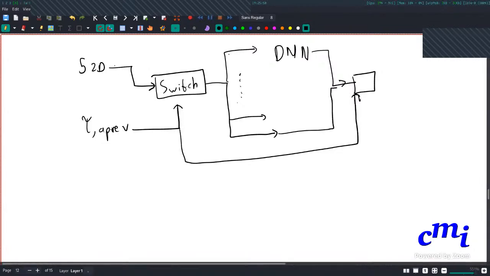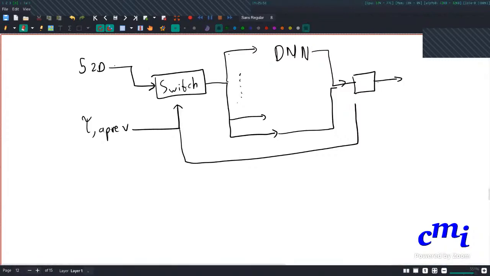And that is the output that is finally given by the ACAS Xu system, right? So is this sort of picture clear? Yeah. Okay.